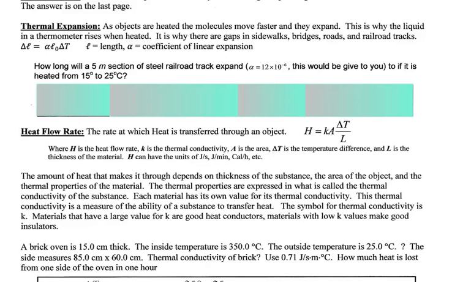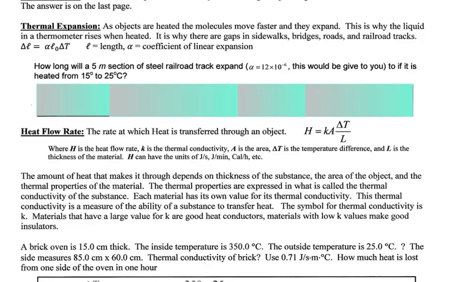We've talked about what happens as objects are heated or gases are heated. This is why a liquid in a thermometer rises when heated. And this is why there are gaps in sidewalks, bridges, roads, and railroads, right? As the sidewalk starts to get hot, it expands, and so those gaps are there so that the sidewalk can expand and it's not going to break.